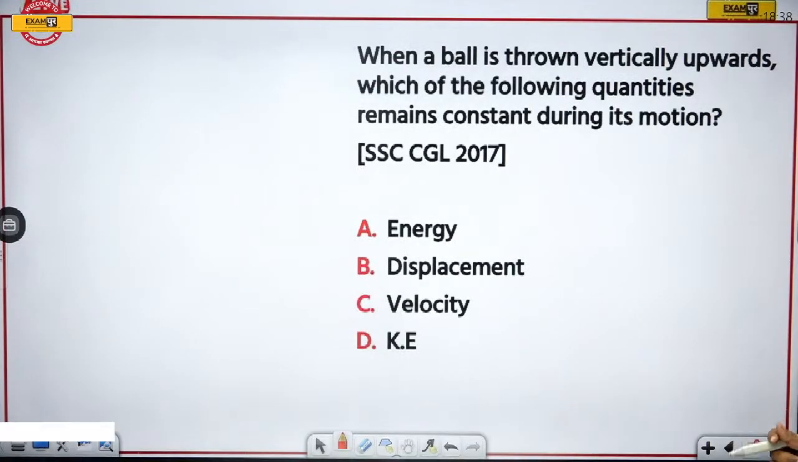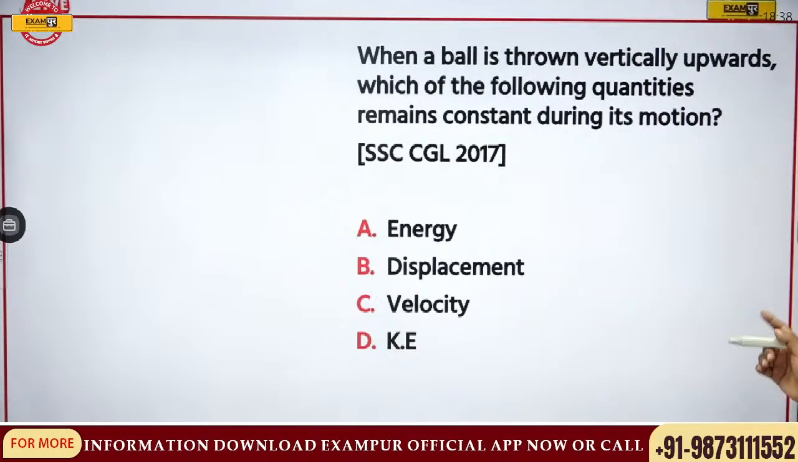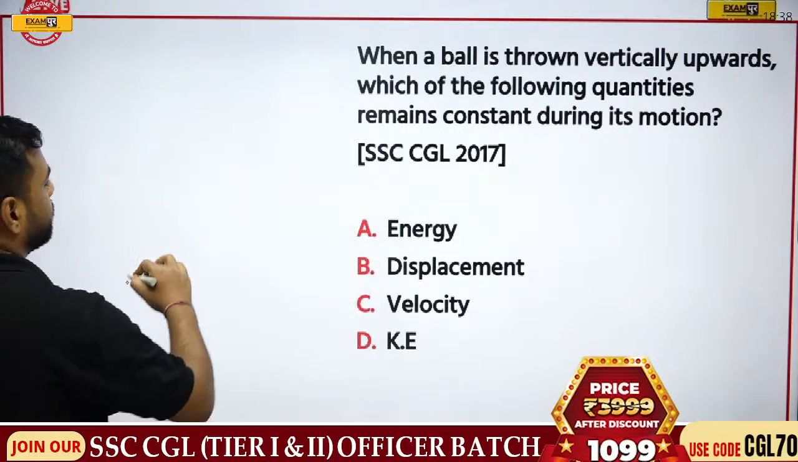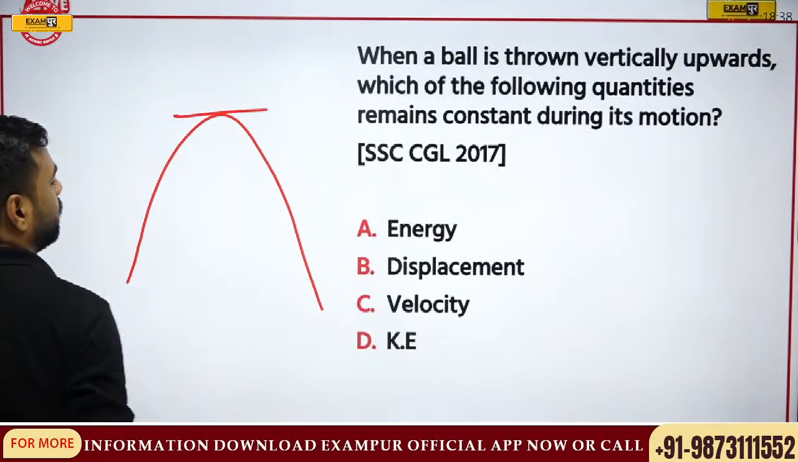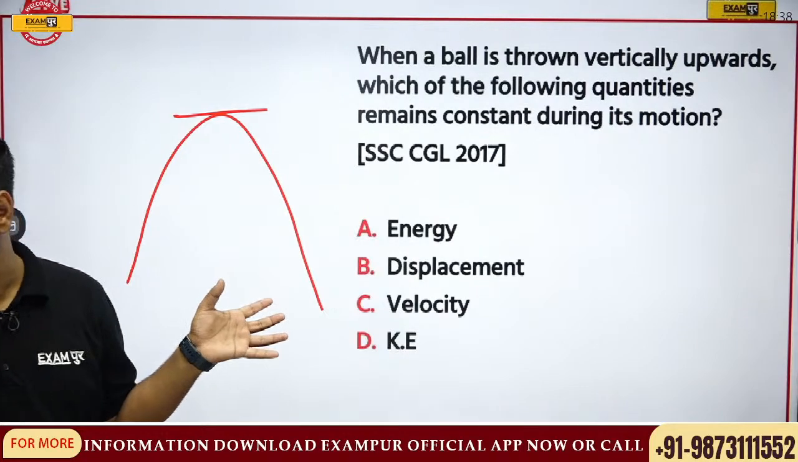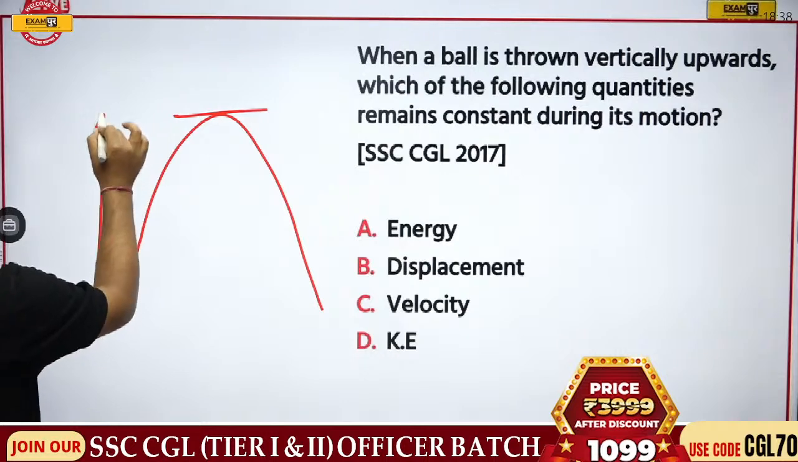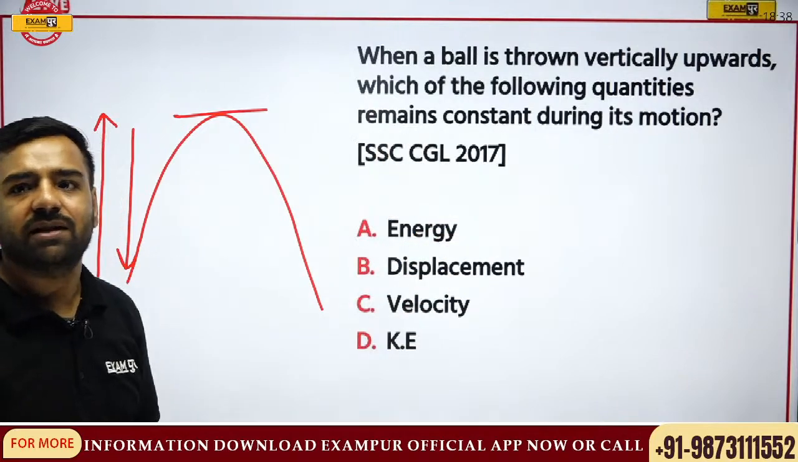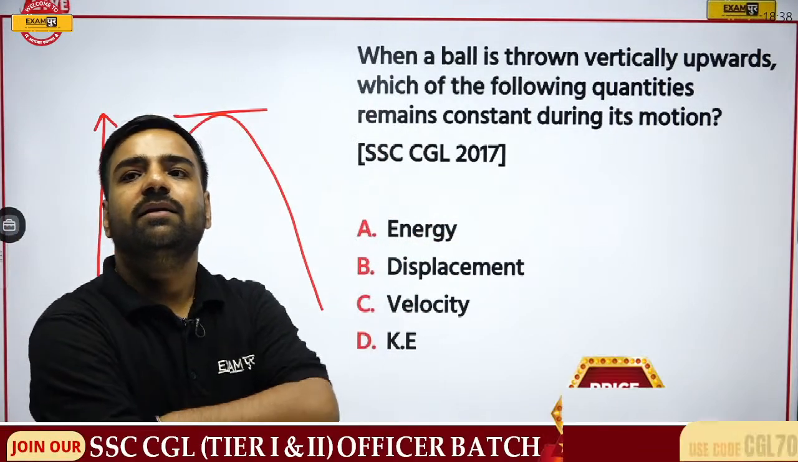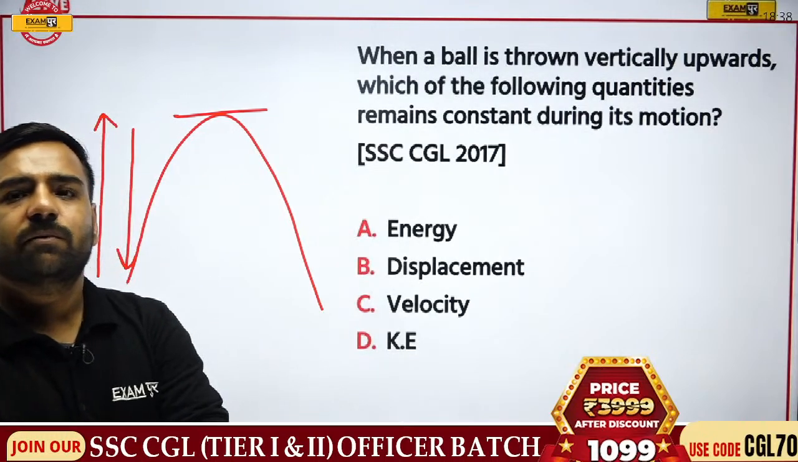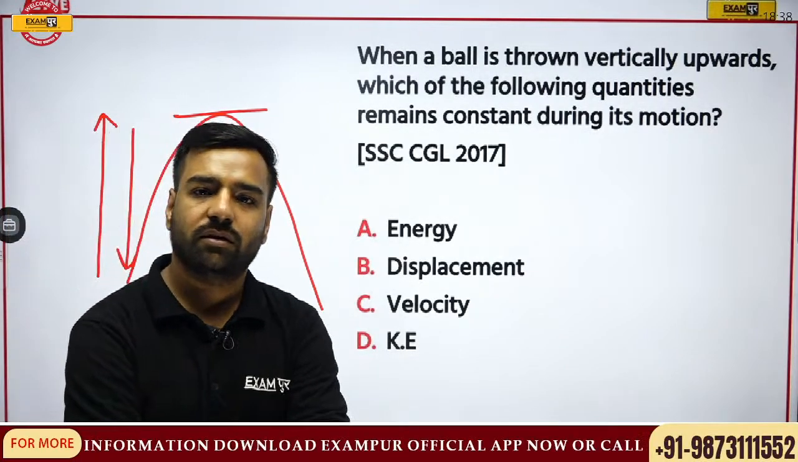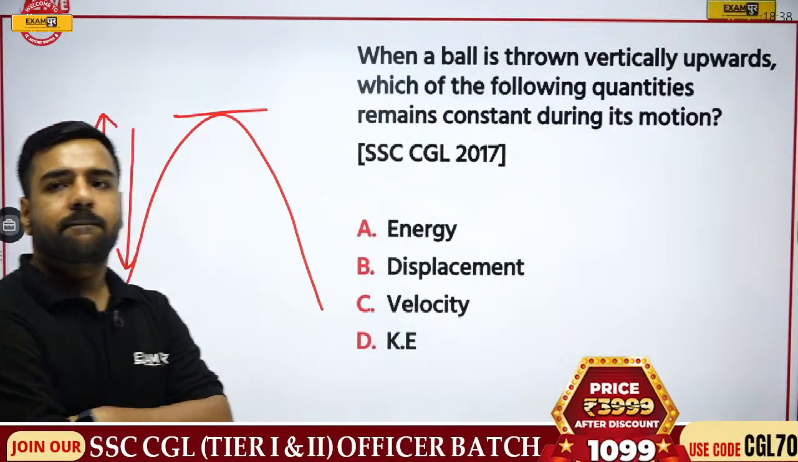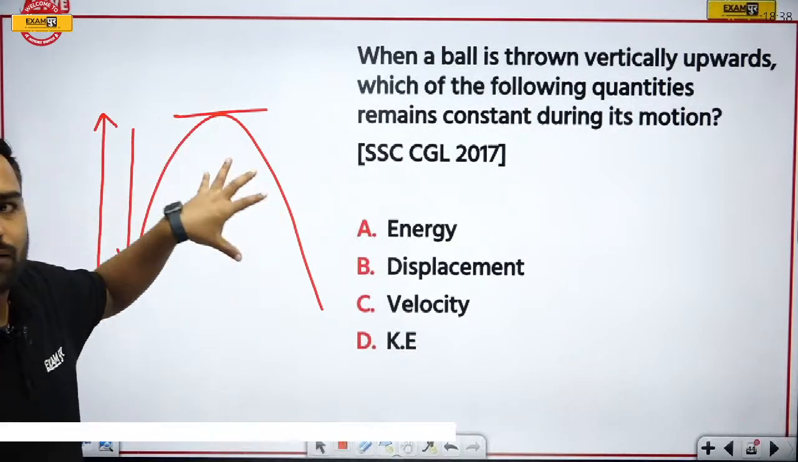Next question is, when the ball is thrown vertically upwards, which of the following quantities remain constant during its motion? When we are throwing the ball upwards, something will increase, something will decrease. I'll explain that part, but before that, I want the answer. Which of the following quantities remains constant during the motion? Is it energy, displacement, velocity, or kinetic energy? I need the answer before explaining this graph and all. What is actually happening here?